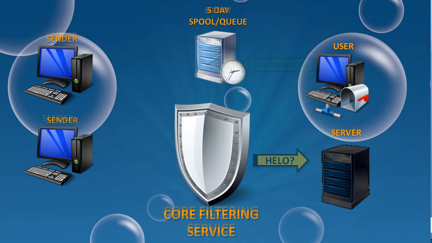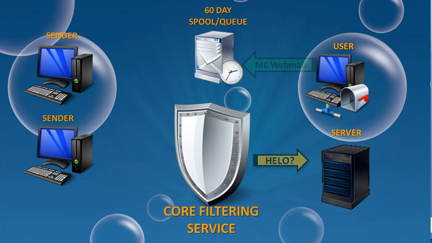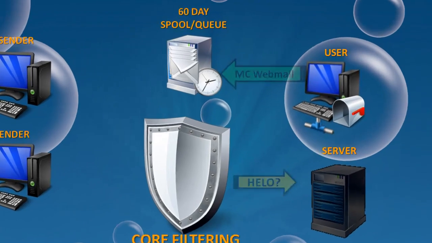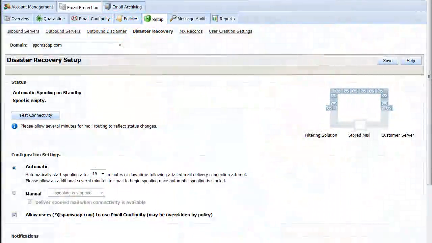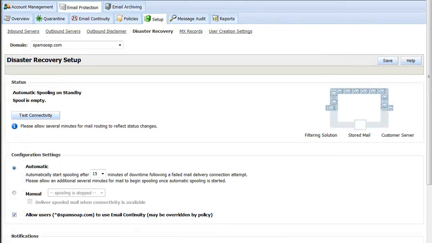The message continuity product adds the ability to access and interact with your email via a webmail client and extends the email retention time frame of DR from 5 to 60 days. The message continuity interface only becomes active and available when the DR service is in a state of spooling. Disaster recovery and message continuity are administered from the disaster recovery setup page. This page allows you to monitor the status of current email flow, test connectivity to the target mail servers, and manage configuration settings and notifications.